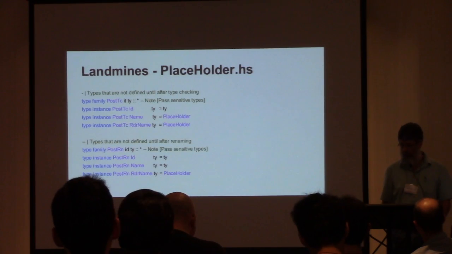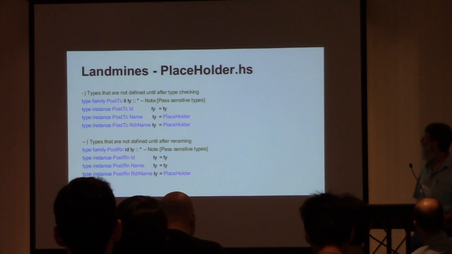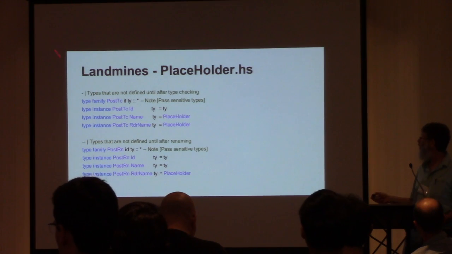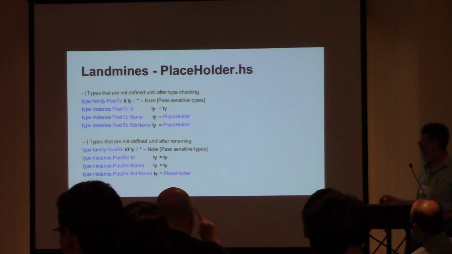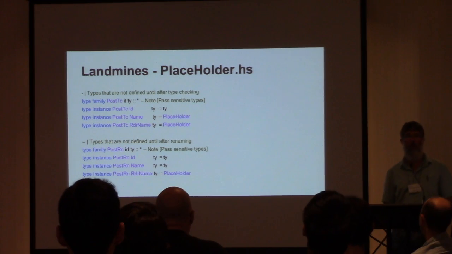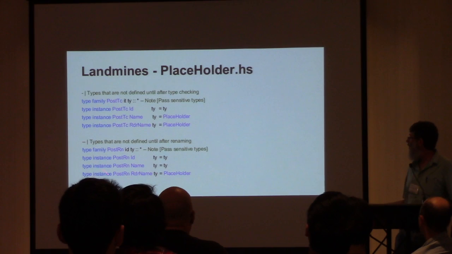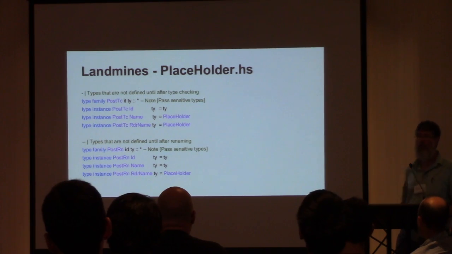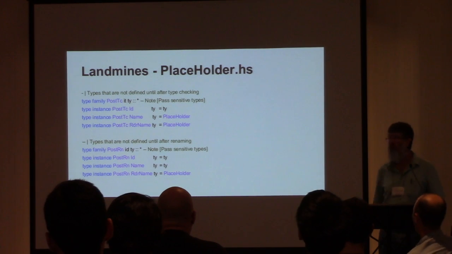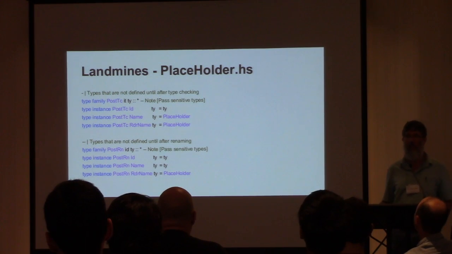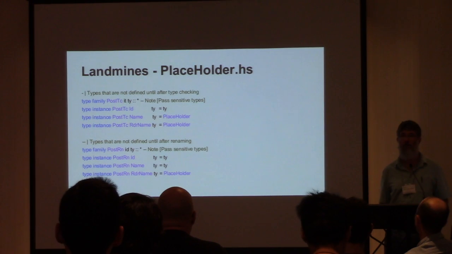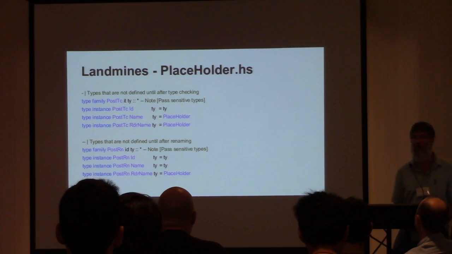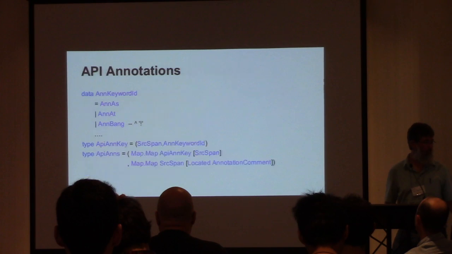The approach basically to sort out the landmines, we brought in the post type checker and the post rename type families. When you're working with the parsed source, the post renamer type is only a placeholder, and after that it's the type you need. Likewise for the type checker, so this means that you always have a safe AST. You're not going to have any landmines. You can iterate over it cleanly.